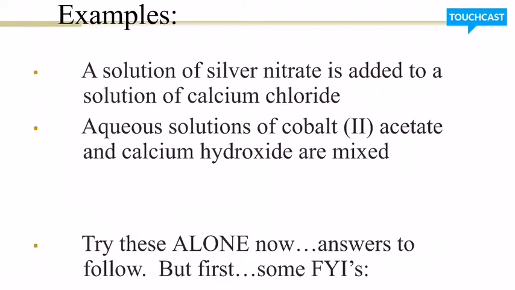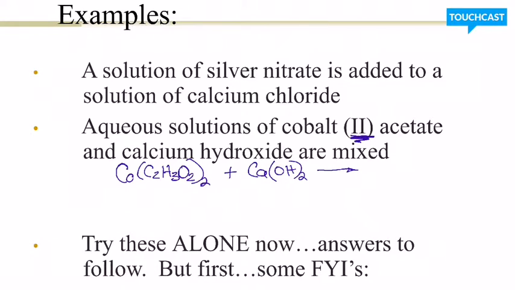Cobalt-2 acetate. Now, the cobalt Roman numeral 2 means that this is a +2 charge. The acetate ion is polyatomic, C2H3O2, and it's only -1. So I'm going to have to double that up, and it's polyatomic, so you'll see that I have it in parentheses. Calcium hydroxide. Calcium is a +2, hydroxide is OH, which technically is polyatomic, and it's only -1. So if I have a +2 and a -1, I'm going to have to double up the hydroxide.